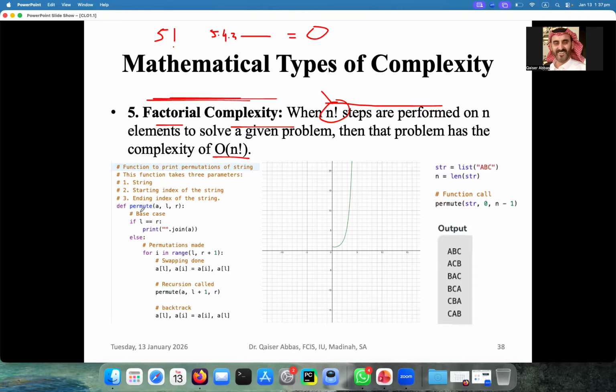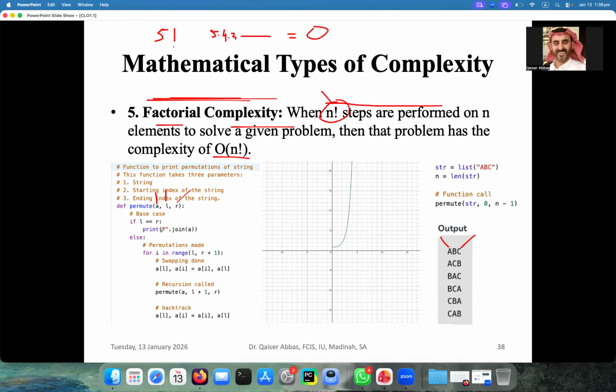And for that, here is some algorithm given: permute, for permutation. A is a string, L is the left part, the starting letter, like your binary search, low and high. This is left, and right is the position of the last character in the string.